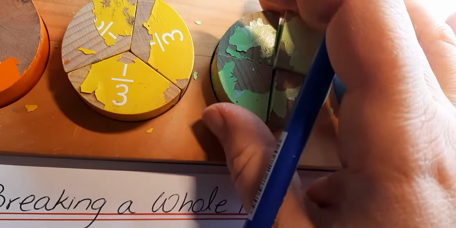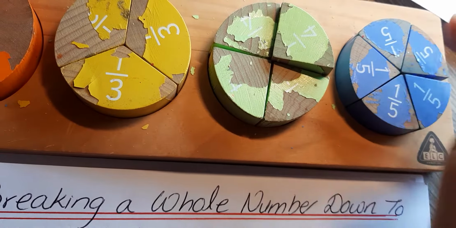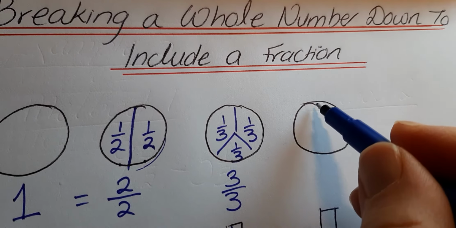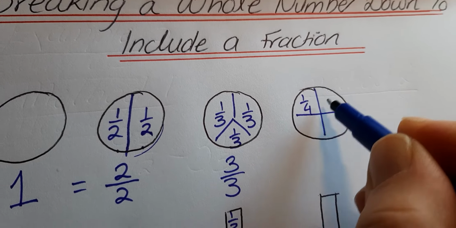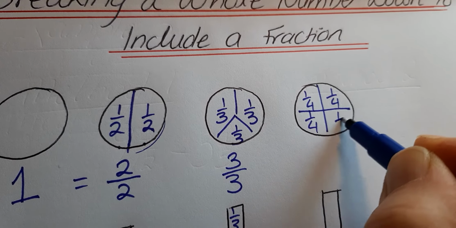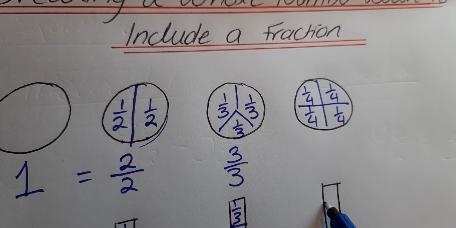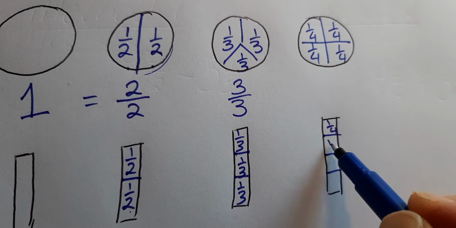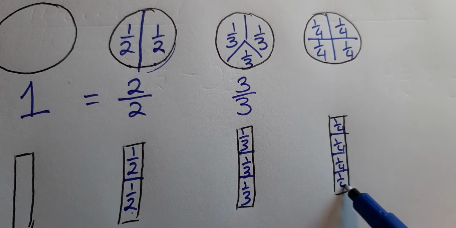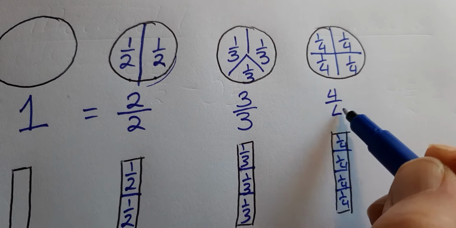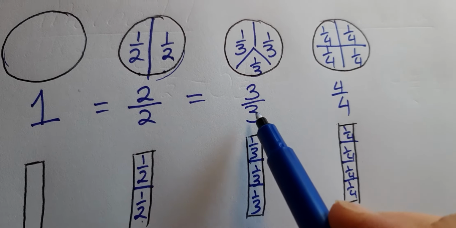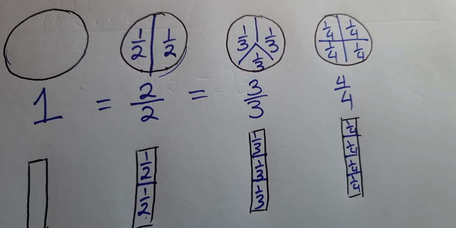Okay, or if it's quarters, there are 4 quarters. If it's fifths, there are 5 of them. 1, 2, 3, 4, 5. Okay, so we have here quarters. 1, 2, 3, 4. I split it into quarters. So we have 4 of these to make 1 whole. Okay, so 1 whole is the same as saying 2 halves, 3 thirds, 4 quarters. It's all the same thing.